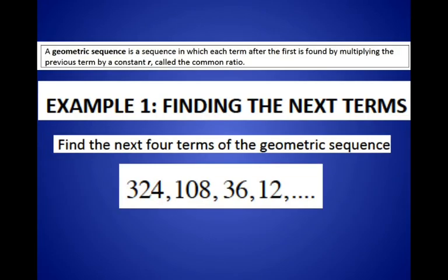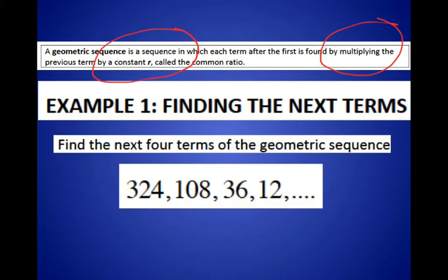Okay, the first thing is that a geometric sequence, the way you know that it's a geometric sequence, is that every time you're looking for the next term, you always have to multiply by something. You always multiply by a particular number. And whenever you multiply by a particular number, we call that number R. It's called a common ratio. Yesterday we talked about how we have to add or subtract something to get the next term. That was called a common difference. Now it's called a common ratio.